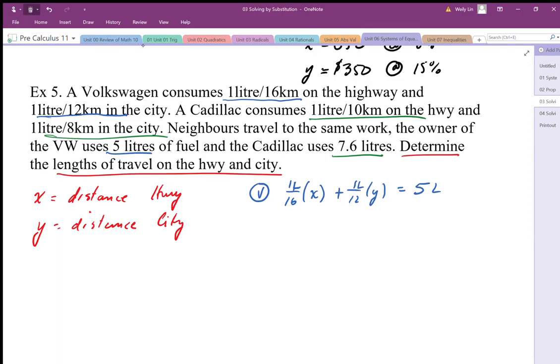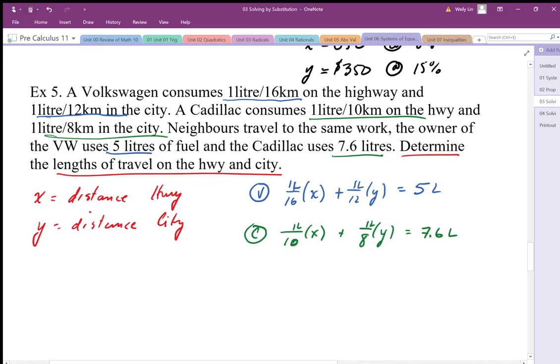I need to come up with another relationship because I have two variables. Another relationship is going to be for the Cadillac. It's 1 liter for 10 kilometers on the highway plus 1 liter for 8 kilometers in the city, and that's going to equal a total of 7.6 liters. There are my two relationships. We had to do a little searching around to see where the relationships lay. These go together with that, and these go together with that.